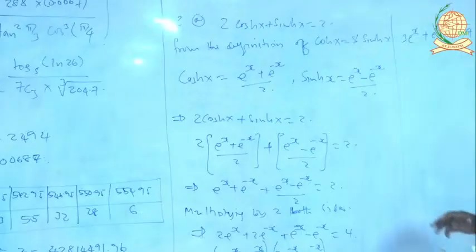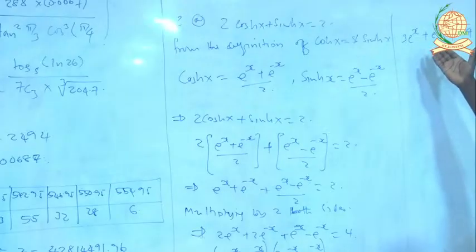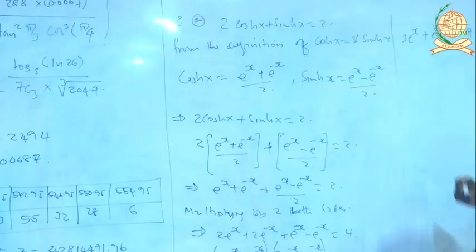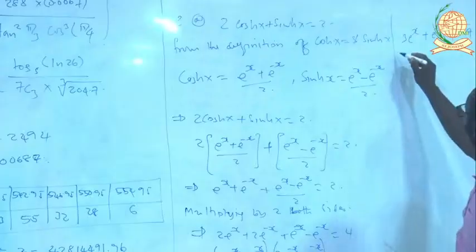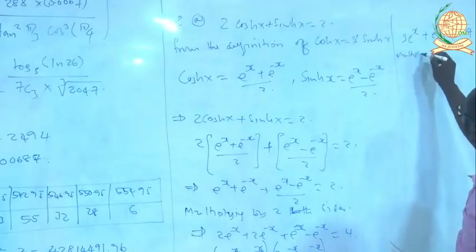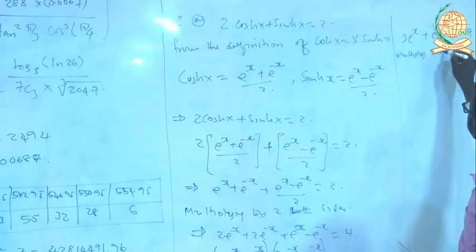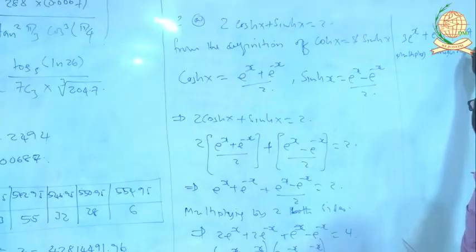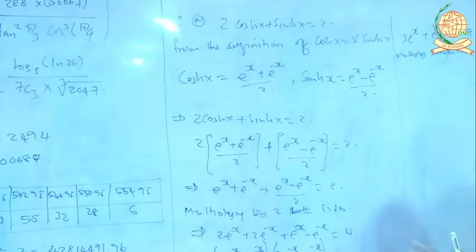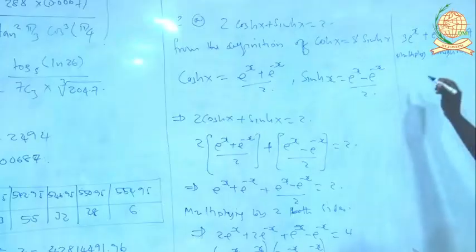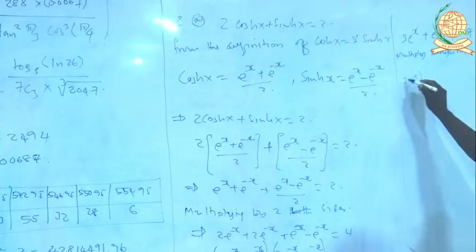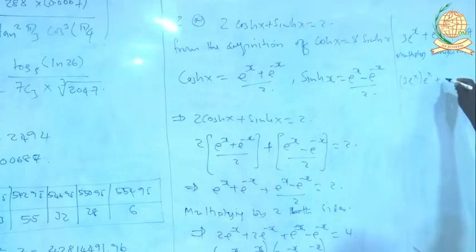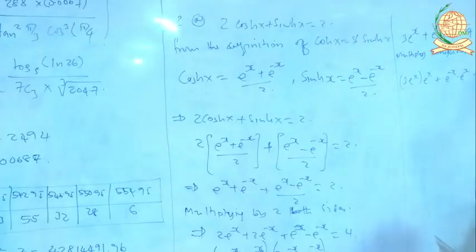So we are going to multiply either by e^x or by e^(-x), so that we could have a single term with positive x or negative x. So for me, I could choose to multiply throughout by e^x throughout the equation. So you're going to have 3e^x times another e^x plus e^(-x) times e^x equals 4e^x.